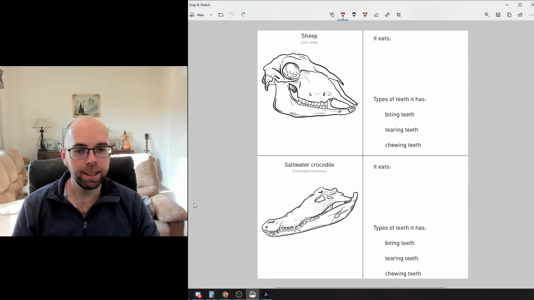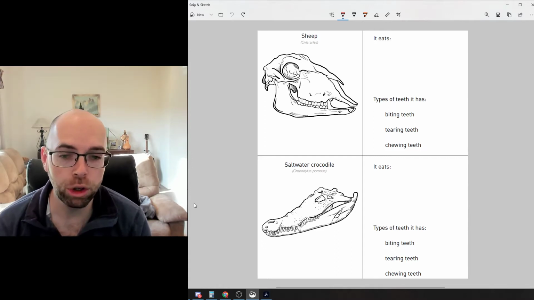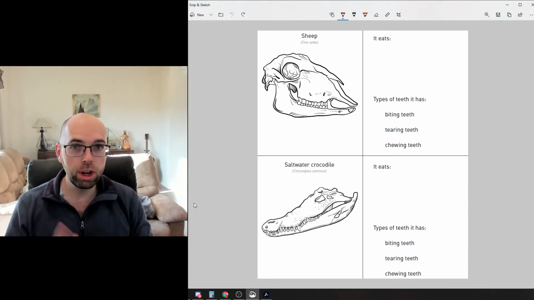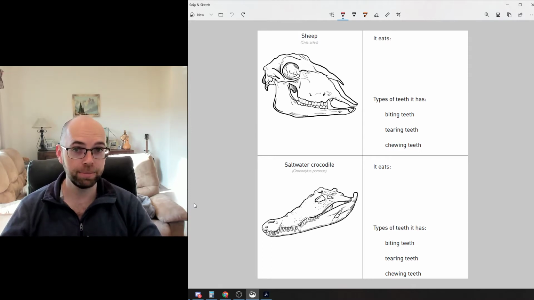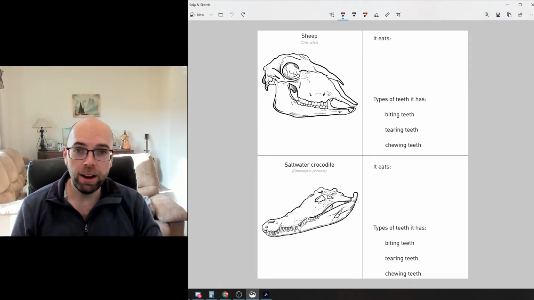Okay. Here is an activity with two animals' skulls. You guys don't have this activity, so we're just going to do this one together. Okay? And on this, I've got up here a sheep's skull. Now this is what a sheep's bones look like.